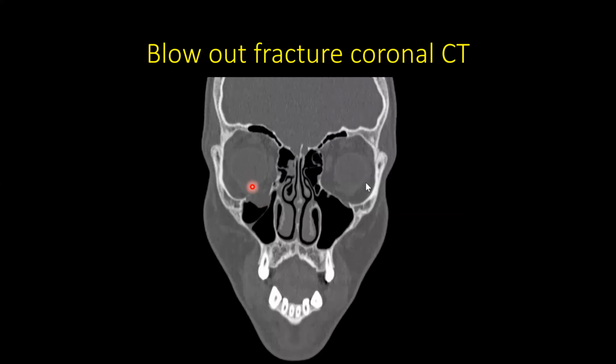If it is depressed, goes in, that's called blow-in fracture. Okay, so don't forget that. And in this patient, some of the soft tissue is also protruding into the right maxillary sinus, but there is no bleeding. There's no bleeding in this maxillary sinus.